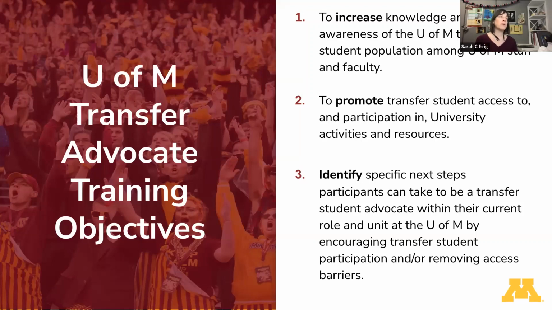So goal number one is to increase knowledge and awareness of the U of M transfer student population among staff and faculty, to promote transfer student access and participation in university activities and resources, and to identify specific next steps that we want people to take to be an advocate within their role by encouraging transfer student participation and or removing access barriers. And I think that last one is a big deal. We have a lot to offer transfer students on our campus. So I encourage the participants to not just think about creating something new, but how they are removing barriers to things that already exist in their unit that transfer students are just not taking advantage of. So I'll give folks a minute to read and ponder that, and let me know if you have questions about objectives.